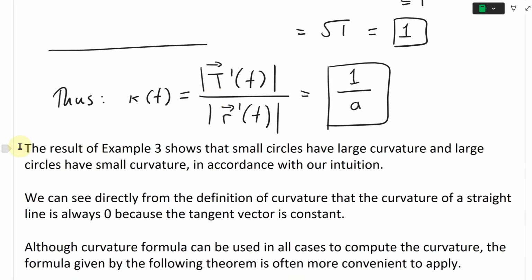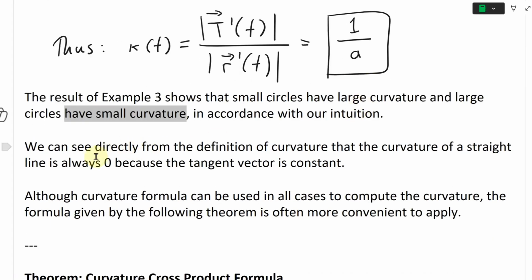All right, and here I wrote that down as well. The result of example 3 shows that small circles have large curvature and large circles have small curvature, in accordance with our intuition. When you're dividing by a smaller number, you're going to get a bigger number. And when you're dividing by a large radius, or larger circles, you're going to have a smaller number, or smaller curvature.